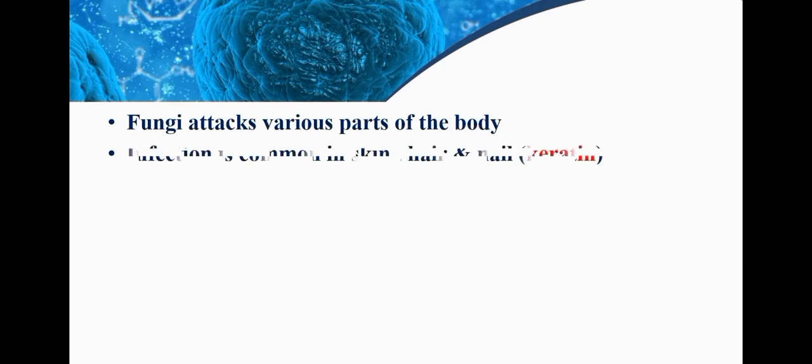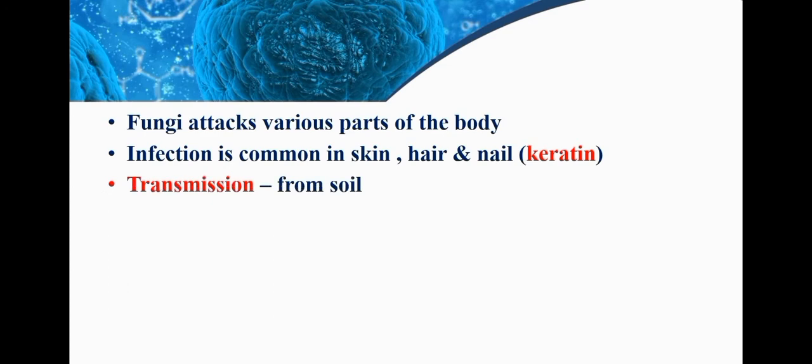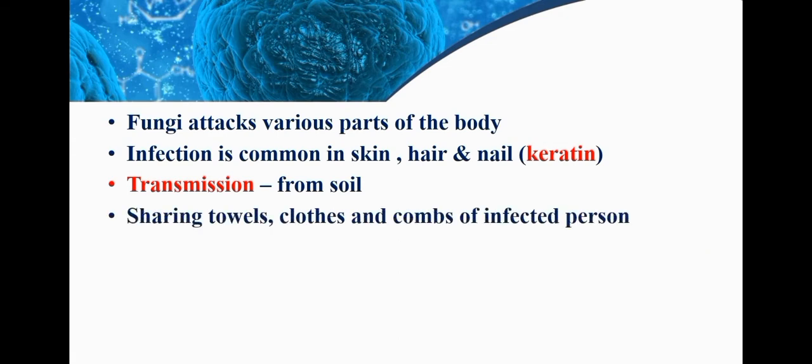Fungal infection can occur at various parts of the body, but the infection is common in skin, hair, and nail because all these parts are rich with the keratin protein. Fungi mainly feed on keratin. Basically, we get fungal infection from soil, so the transmission is mainly from soil. But from one person to another, it can be easily spread if they share towels, clothes, and combs of an infected person.